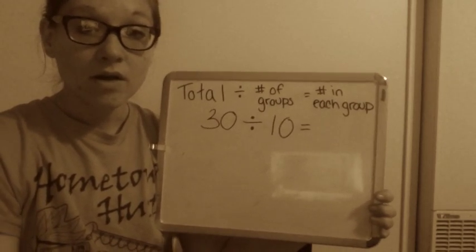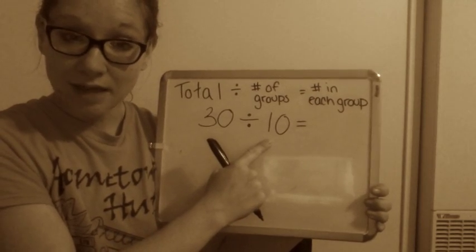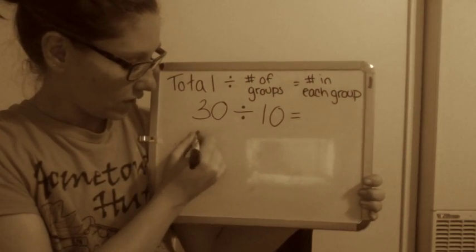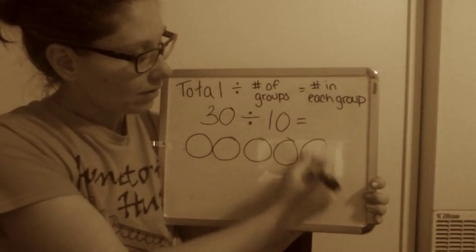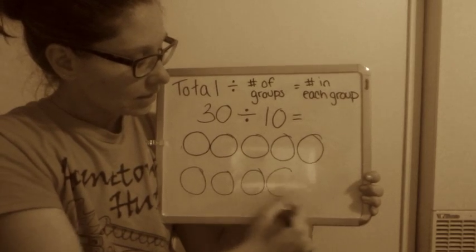So, how many students do I have? 10. How many pencils? 30. So let's draw our 10 students. 1, 2, 3, 4, 5, 6, 7, 8, 9, 10.